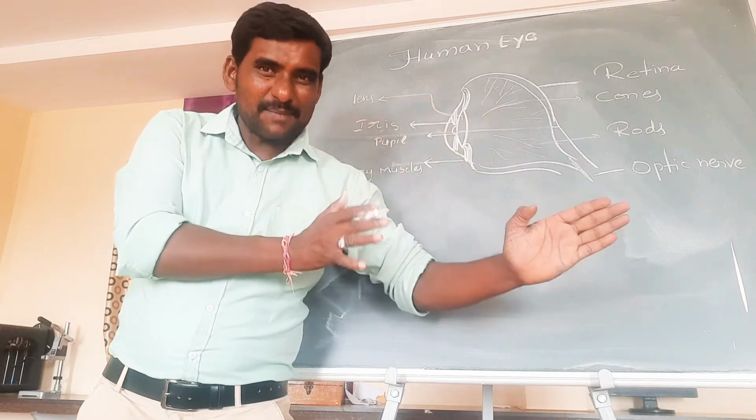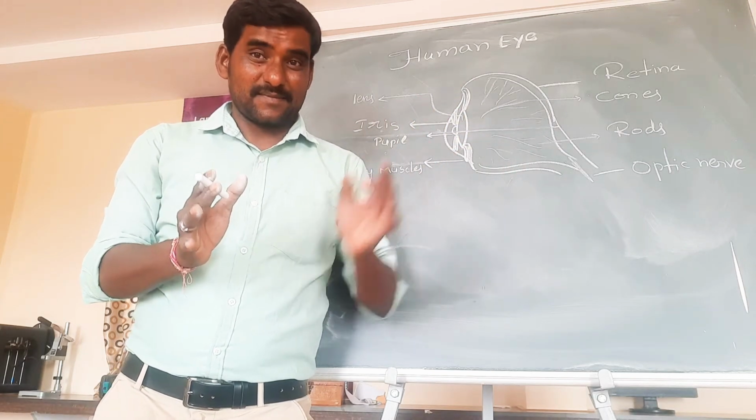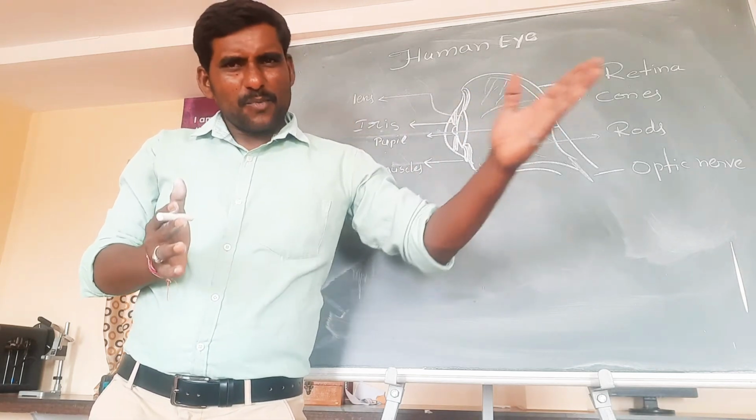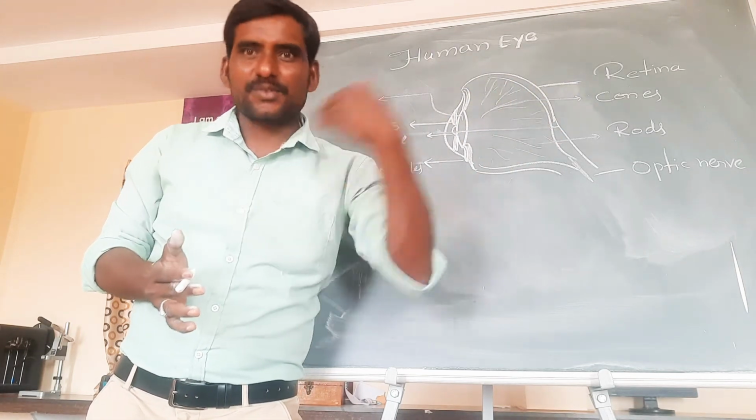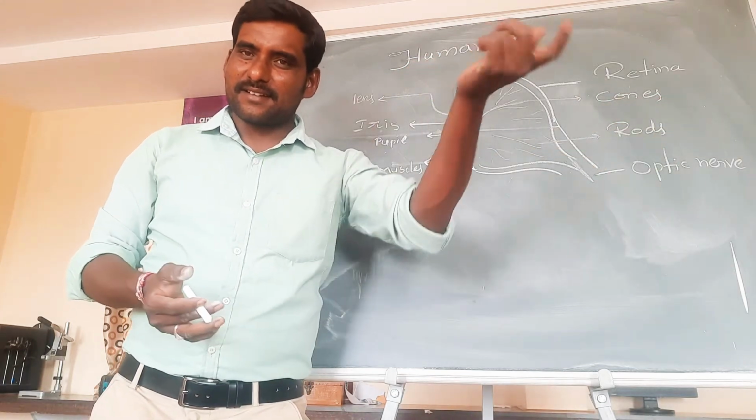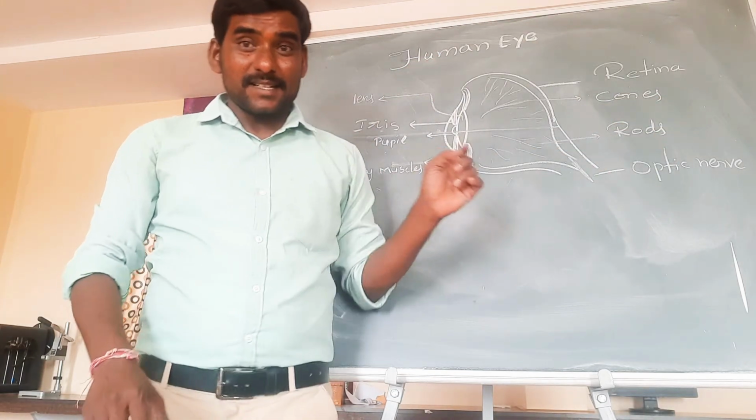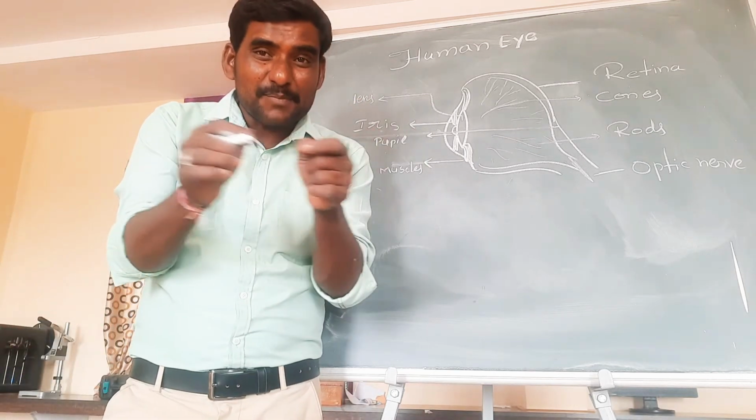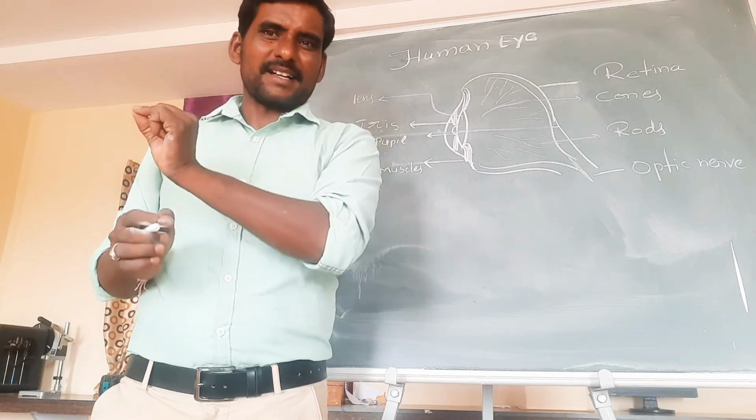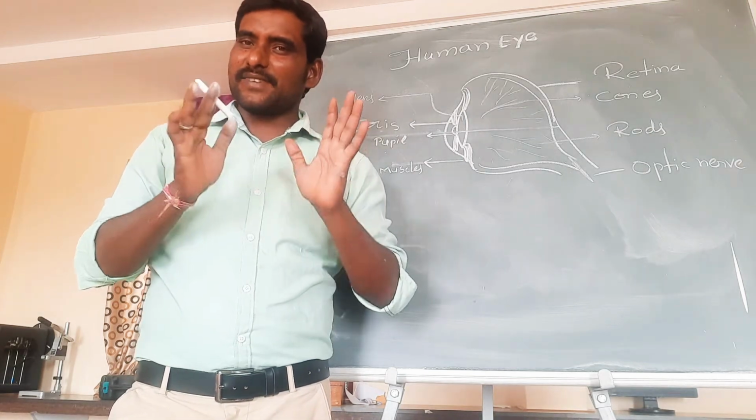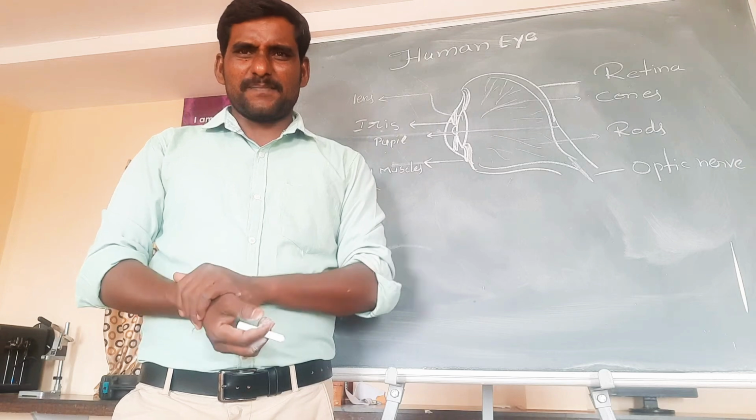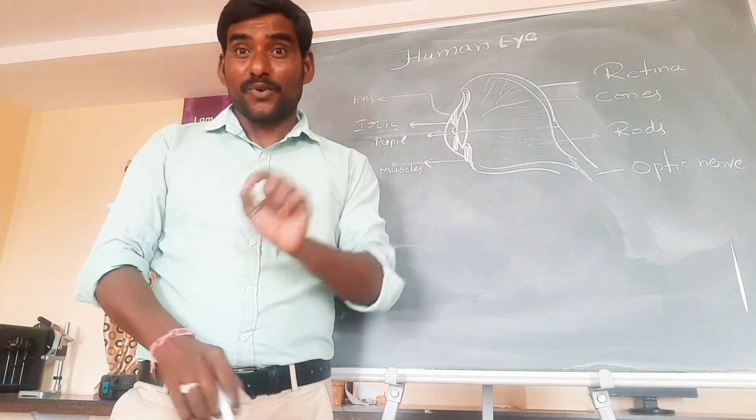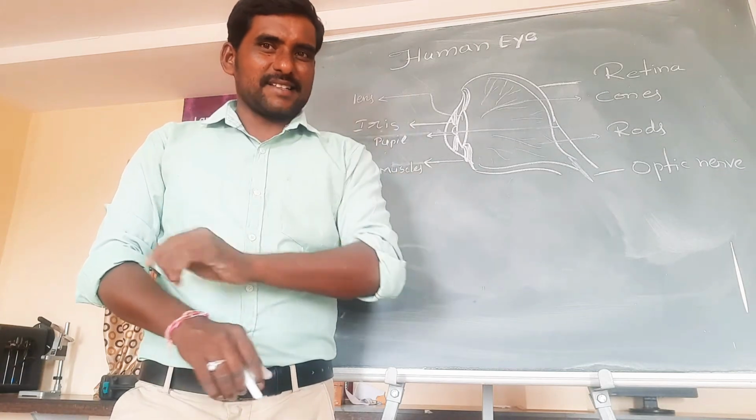When you are in dim light, that pupil size has to increase by the iris so that more light enters into your eye, so you can see something in the dark also. But when you are in bright light, the iris has to decrease the pupil size so that less light will enter into your eye, then it is very safe. You can see clearly. If more light enters, your retina will be damaged. So what? Decreasing when you are in bright light.